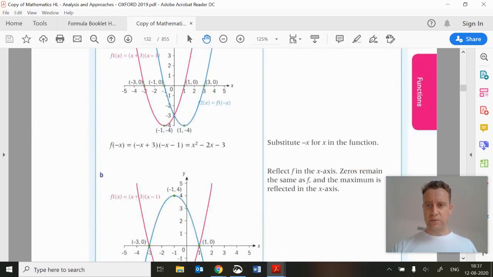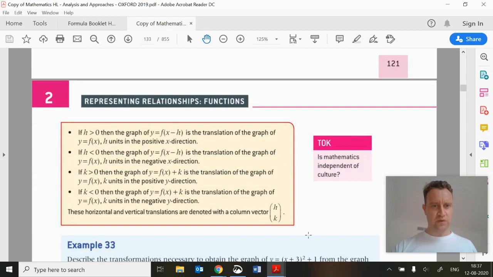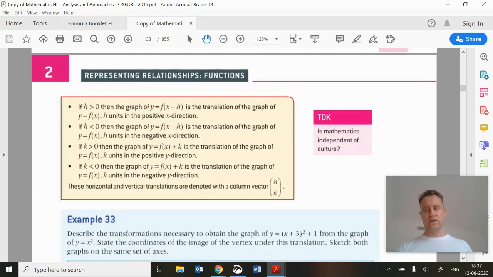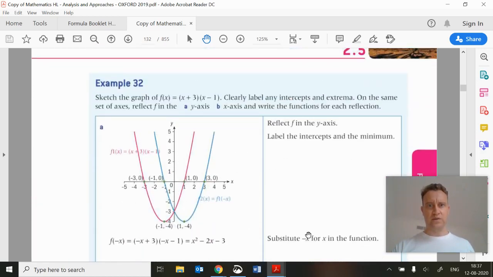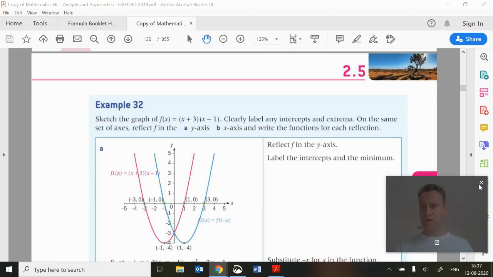So we'll have a look at example 32, and then this one is going on to translations. And we'll just deal with translations here. It's not dealing with stretches as well, so it's going to get more complicated next. That should be pretty straightforward for most people. But there are a lot of examples here, so let's go through the examples.